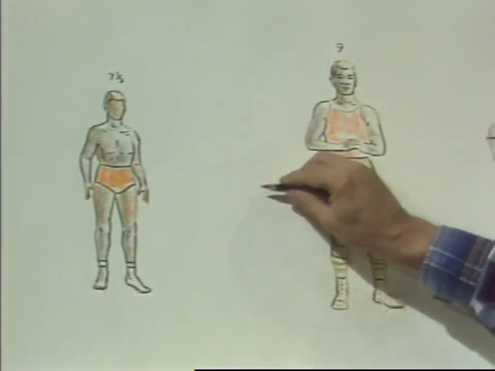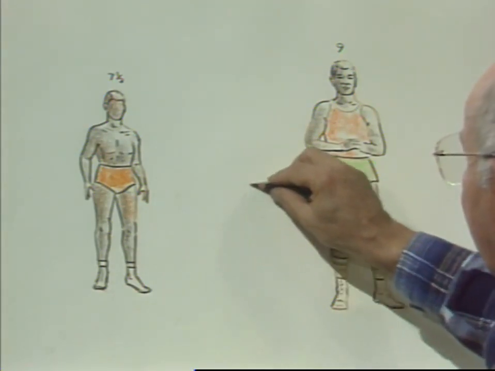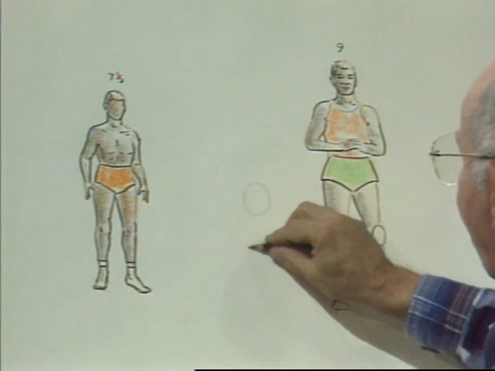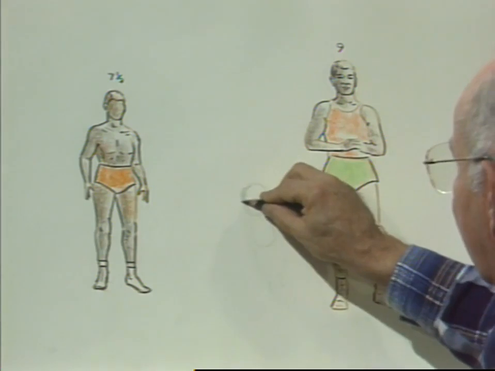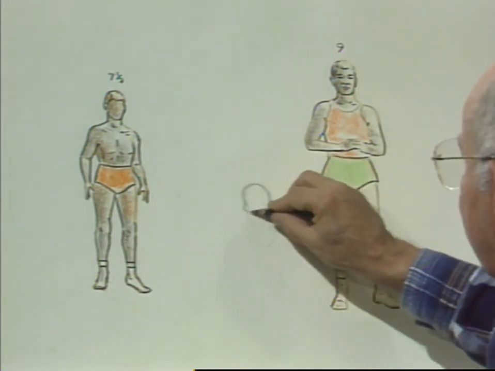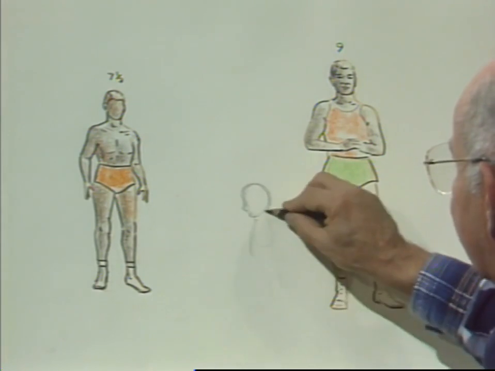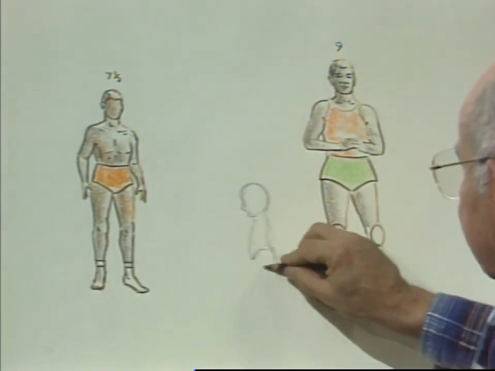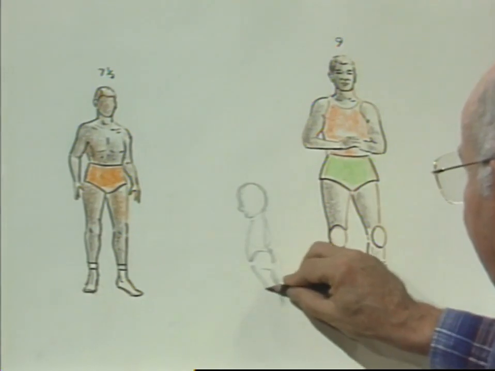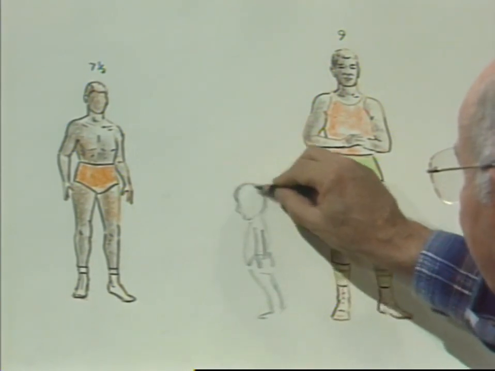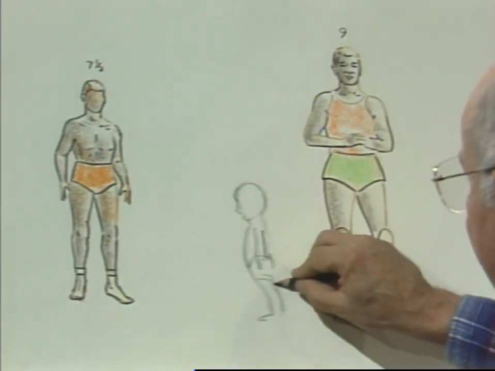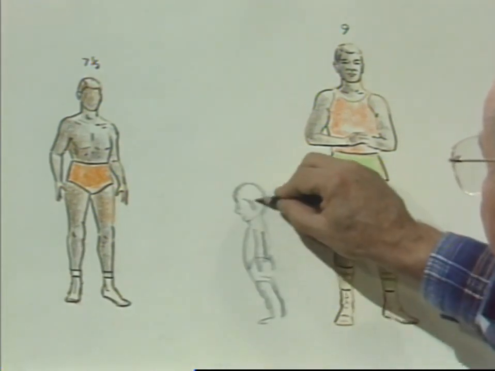Now what about in children? Some children are maybe 1, 2, 3, 3.5 heads tall. The younger they are, the larger the head is in proportion to the body. And here's a person, a little fellow about 3 years old. He'd be about 3.5 heads. And a person maybe 4 years old, maybe 4 heads.